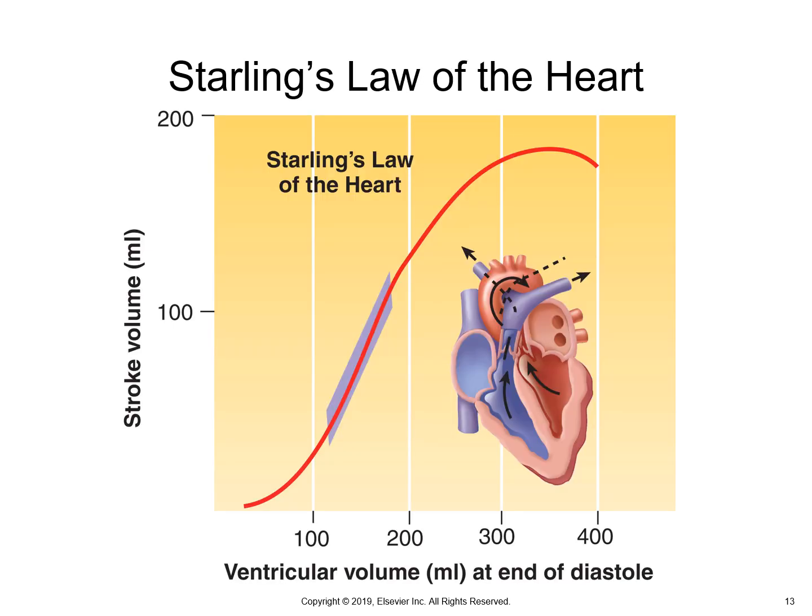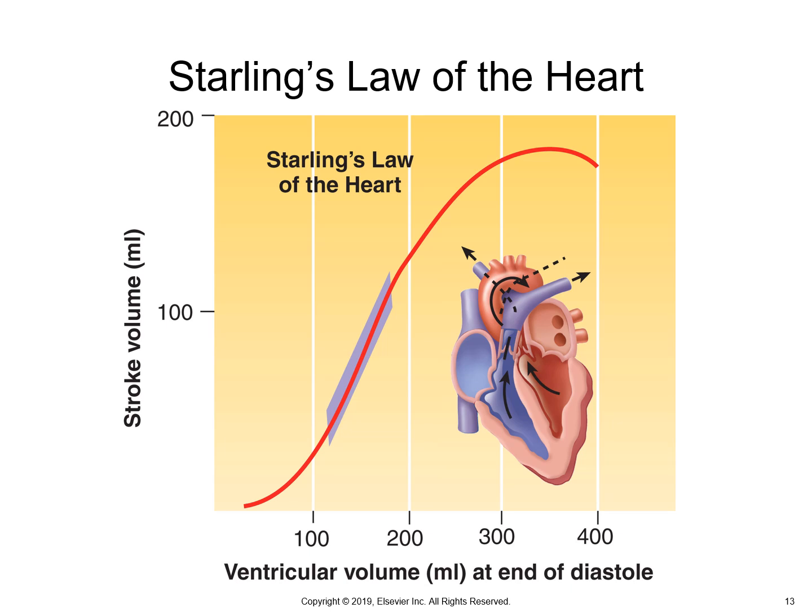This image visually shows us what Starling's law of the heart is talking about. Starling's law tells us that the more the heart muscle is stretched by incoming blood, the stronger its contraction is going to be, but up to a certain limit. On the x-axis, it shows us ventricular volume at the end of diastole, which means how much blood is in the heart before it contracts.